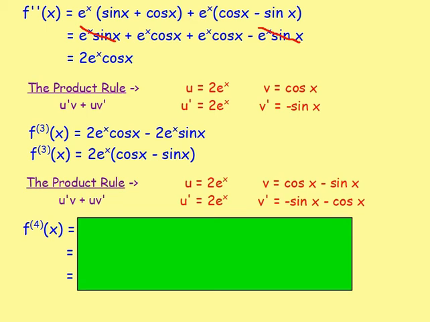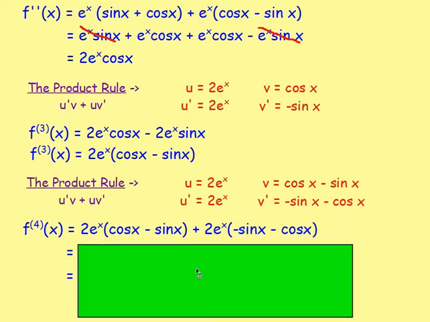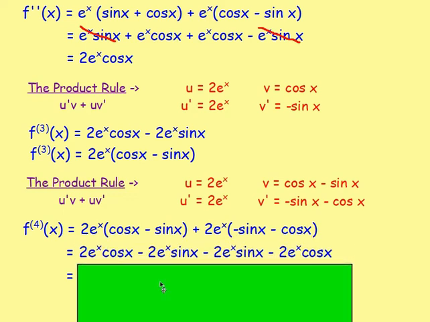The fourth derivative, u dash v plus uv dash, works out to be 2e to the power of x times cos x take away sin x plus u times v dash, 2e to the power of x times negative sin x take away cos x. Once again, you could multiply out the brackets there, or you could take out a common factor. Doesn't really matter which way you're doing it.